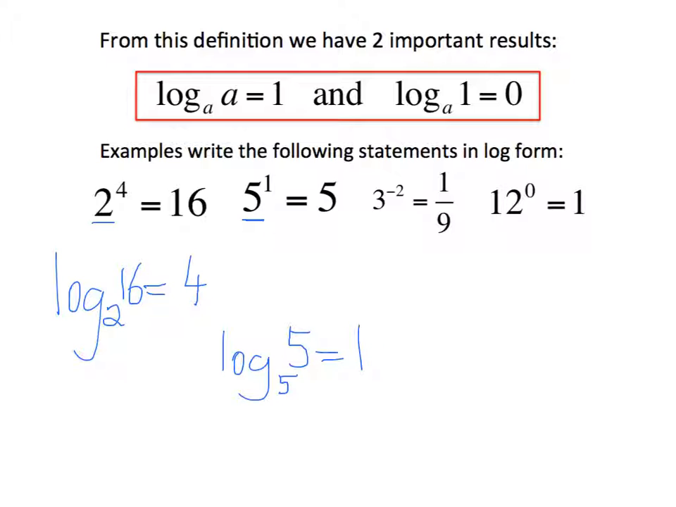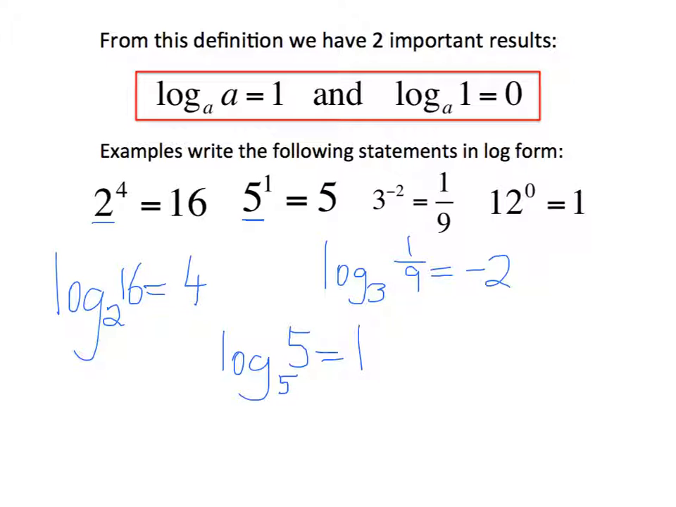In this next example, 3 is the base. So we're going to have log base 3. I better leave a bigger space there. And we've got 3 to the power of negative 2 equals 1/9, or the log of 1/9 base 3 equals negative 2. So going from index form to log form.